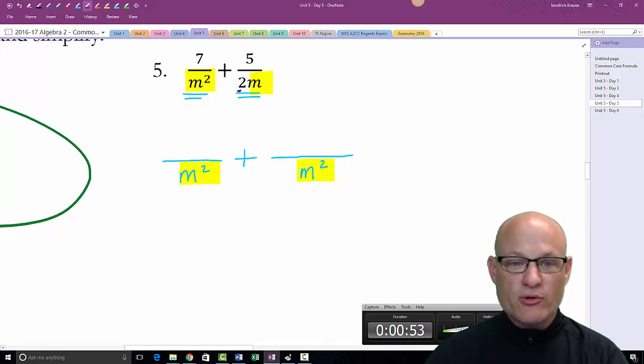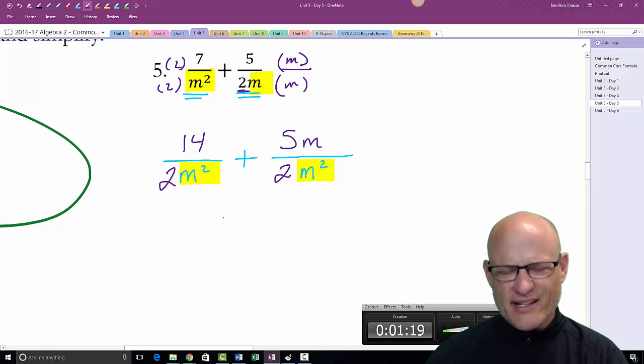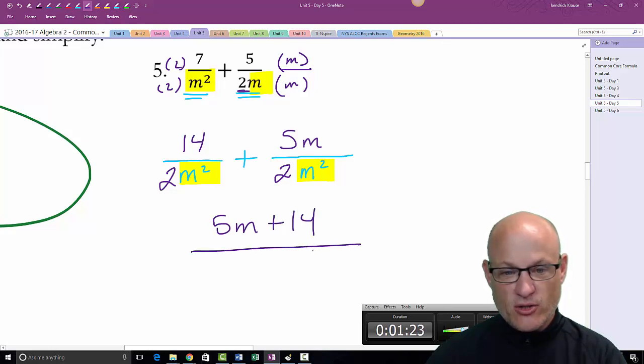But what about this 2? Oh yeah, we have to have a 2 down there. So every factor that's in the denominator needs to be represented once. So I need also a 2. To change this one, I have to multiply numerator by 2 and denominator by 2. So that would be 14. This one I had to multiply denominator times m, so I've got to multiply the numerator times m, and I get 5m. So my answer, written in standard form, is (5m plus 14) all over 2m squared.